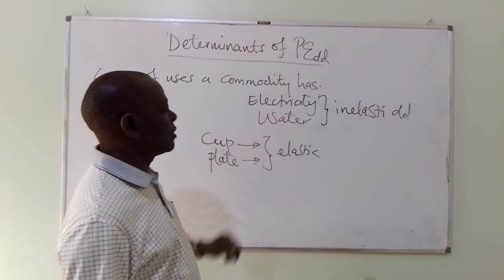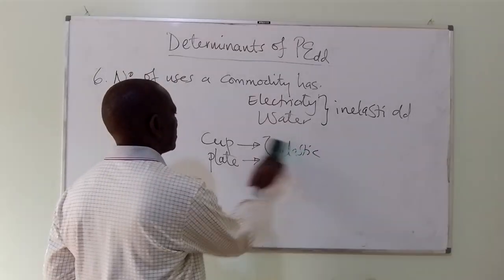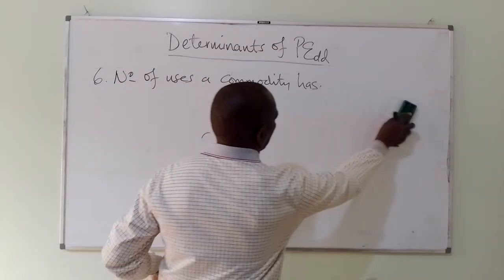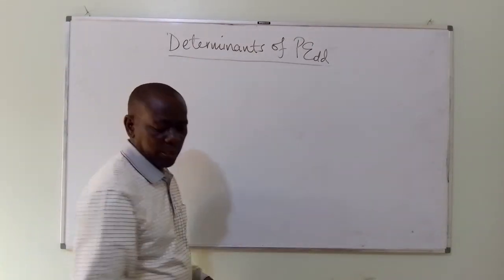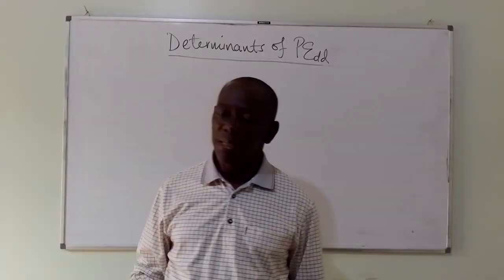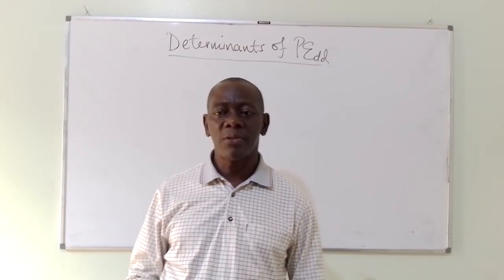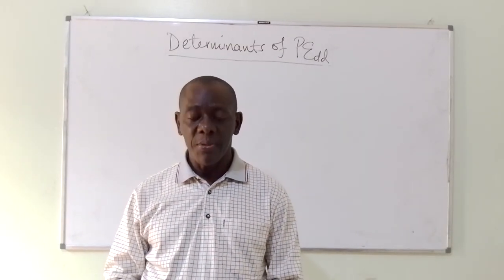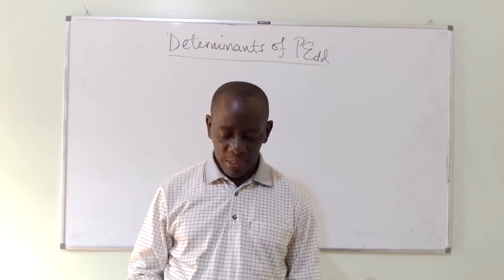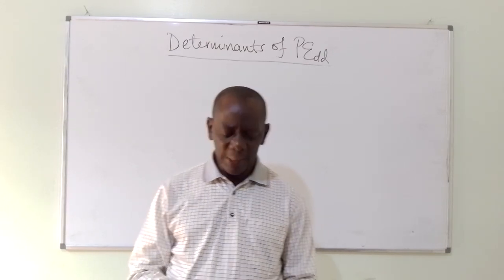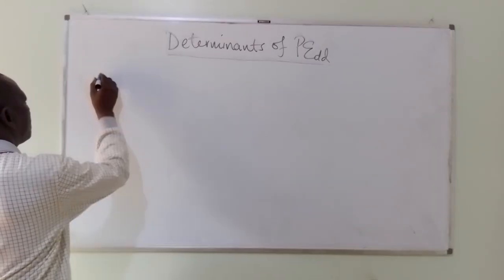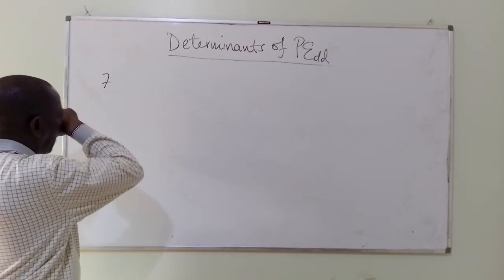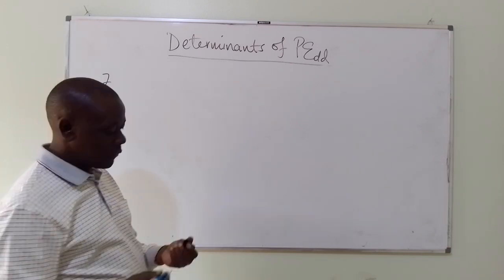But electricity and water, you find that they have very many uses, and therefore the demand for them tends to have price elasticity of demand being inelastic. Then the next factor, that is number 7, is convenience.